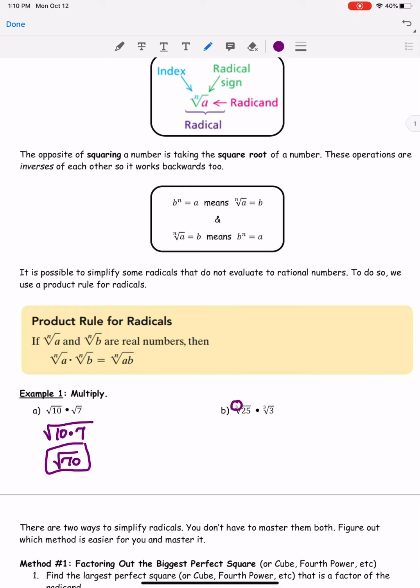Same thing here. You've got the same index, the cubic root. So we can say that's the cubic root of 25 times 3, so we've got the cubic root of 75. What we have to use to simplify radicals is this right here. But instead, it's almost like we're starting at where our answer is and going back to simplify it. We're breaking our multiplication up into factors.